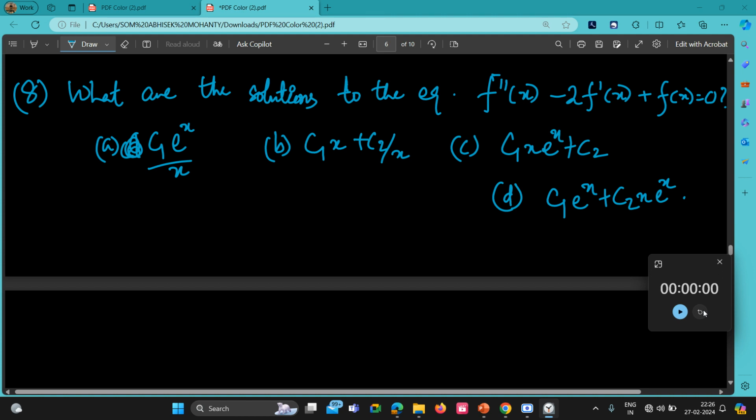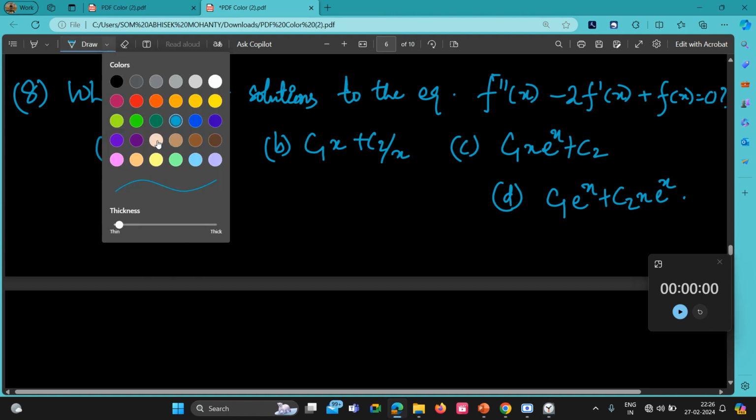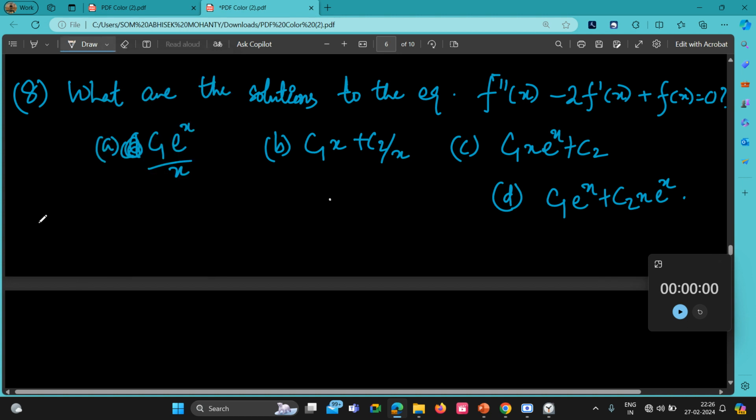Okay, so just try. Okay, see. So, what are the solutions to the equation? Okay, this is which type? This is the differential equation clearly, right?